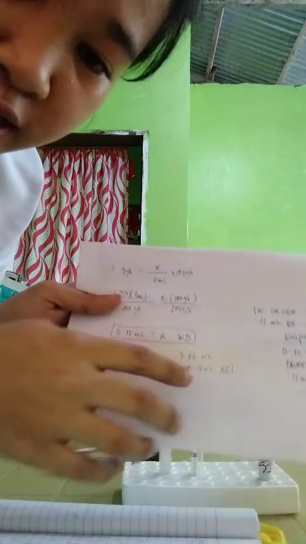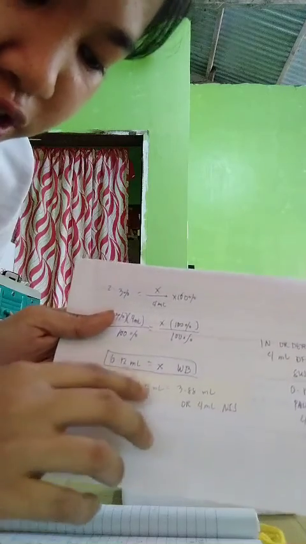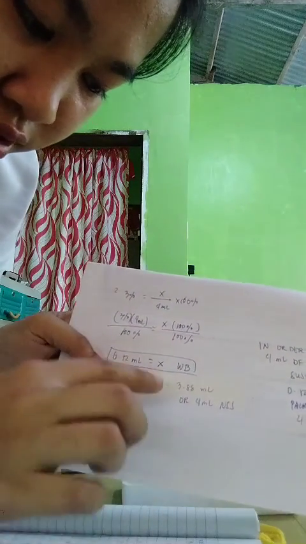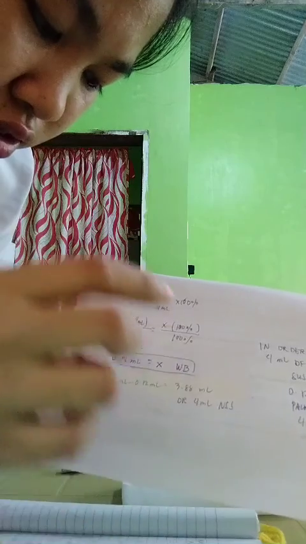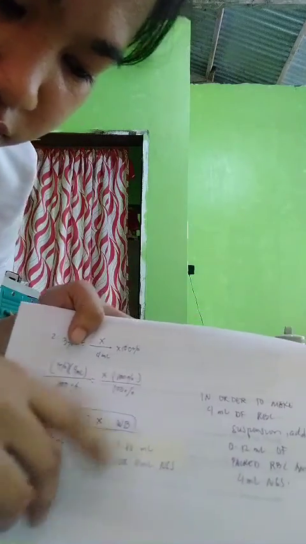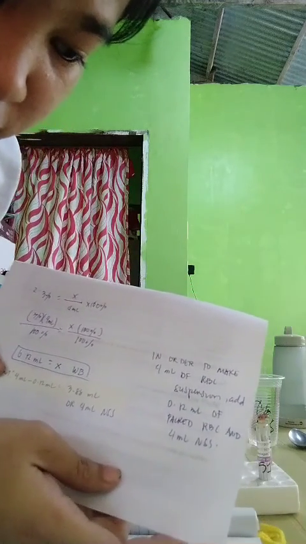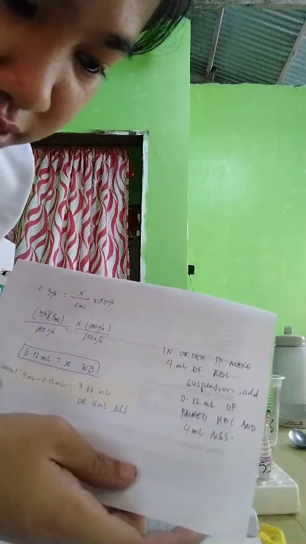So, we have here our whole blood. Then, we need to solve for our NSS solution. So, 4 ml minus 0.12 ml is equals to 3.88 ml or 4 ml of NSS should be added. In order to make 4 ml of RBC suspension, add 0.12 ml of packed RBC and 4 ml of NSS.